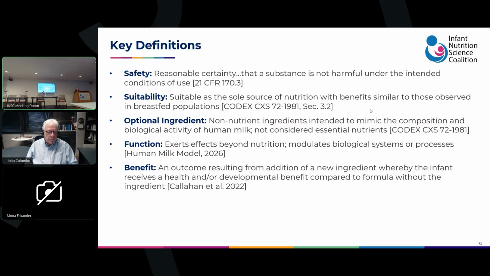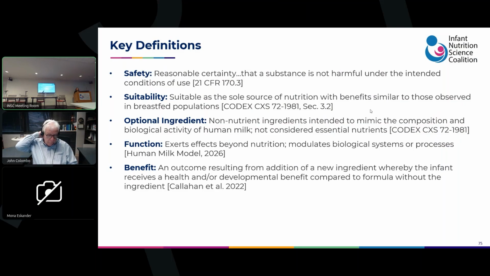Function is kind of the mechanism of action. What is the known or putative effect on that biological system? They're the same, but they're different. So we are going to, as best as we can, try to keep our conversation on function. We know these things have potential function. They do something biologically outside of standard nutrition.